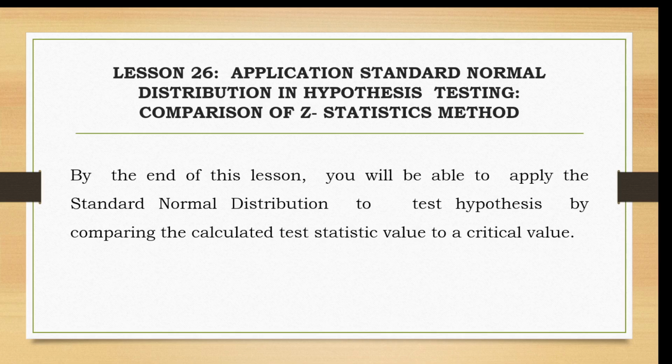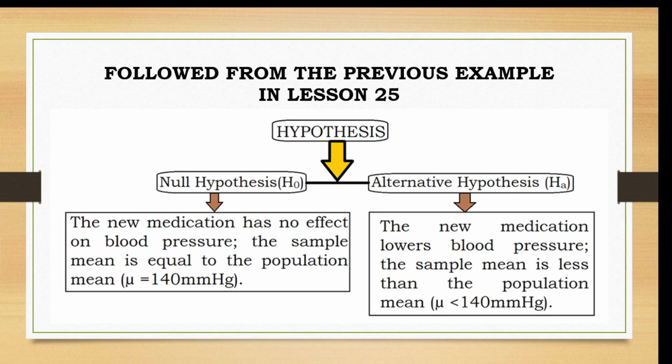We are meeting again in lesson number 26, which is about application of standard normal distribution in hypothesis testing by comparing the Z statistics. By the end of this lesson, you'll be able to apply the standard normal distribution to test hypotheses by comparing the calculated test statistic value to a critical value.